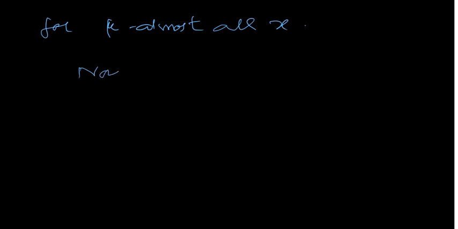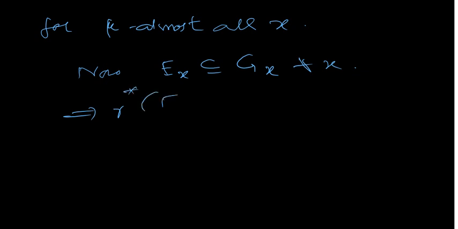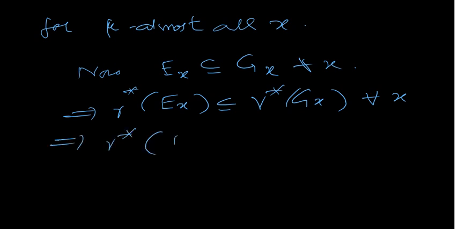Okay, now since E is a subset of G for all x, Ex is a subset of Gx. So nu star of Ex is less than or equal to nu star of Gx for all x, but this one is equal to 0 for mu almost all x, which means that nu star of Ex, because it cannot be negative, it's a measure, is equal to 0.